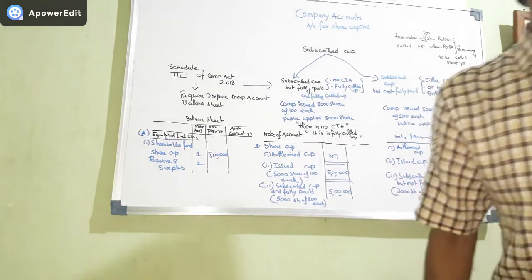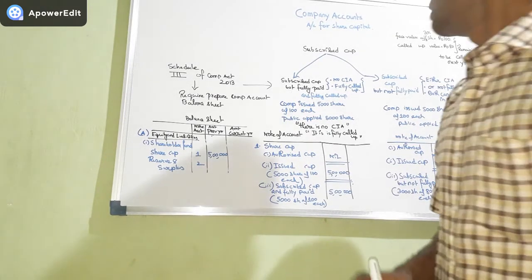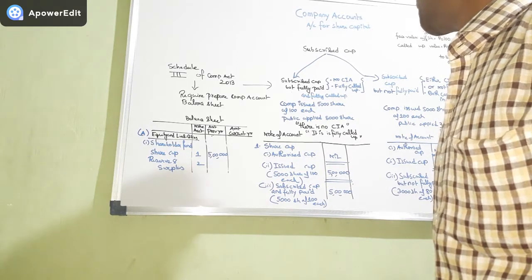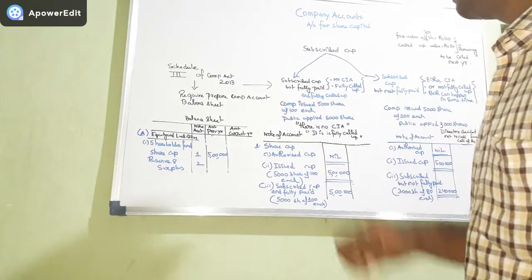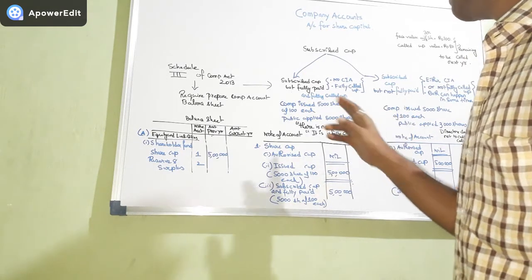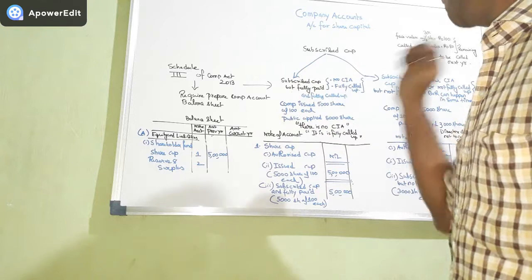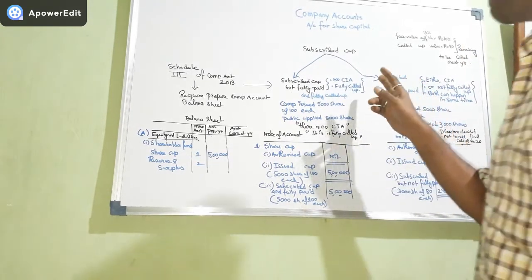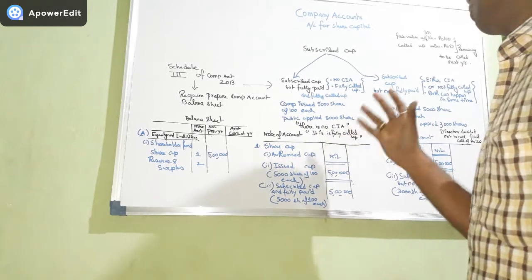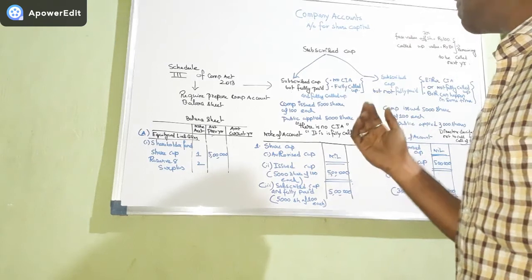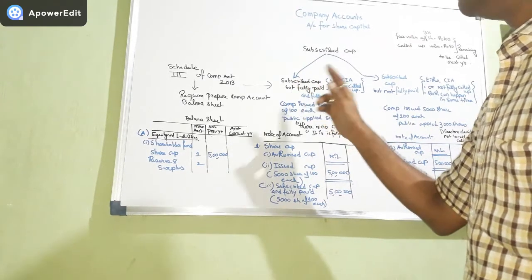Now we are going to discuss subscribed capital. There can be two types of subscribed capital. Generally, I am talking here first about two types: subscribed capital but fully paid, and subscribed capital but not fully paid. And the third case will be subscribed capital partly fully paid and partly not fully paid. So first we will start with this concept: subscribed capital and fully paid.